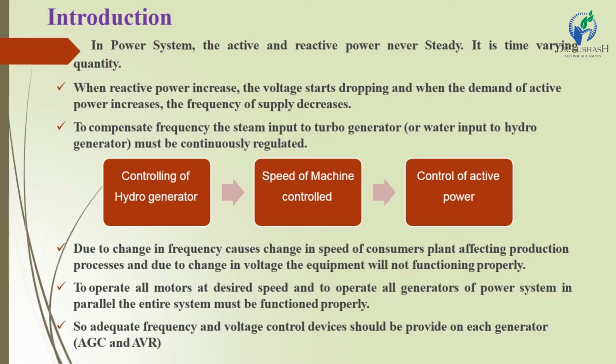Changes in the frequency cause changes in the speed of the customer plant, affecting the production process, and due to the change in the voltage the equipment will not function properly. To operate all motors at desired speed and to operate all generators of the power system in parallel, the entire system must function properly. So adequate frequency and voltage control devices should be provided on each generator.